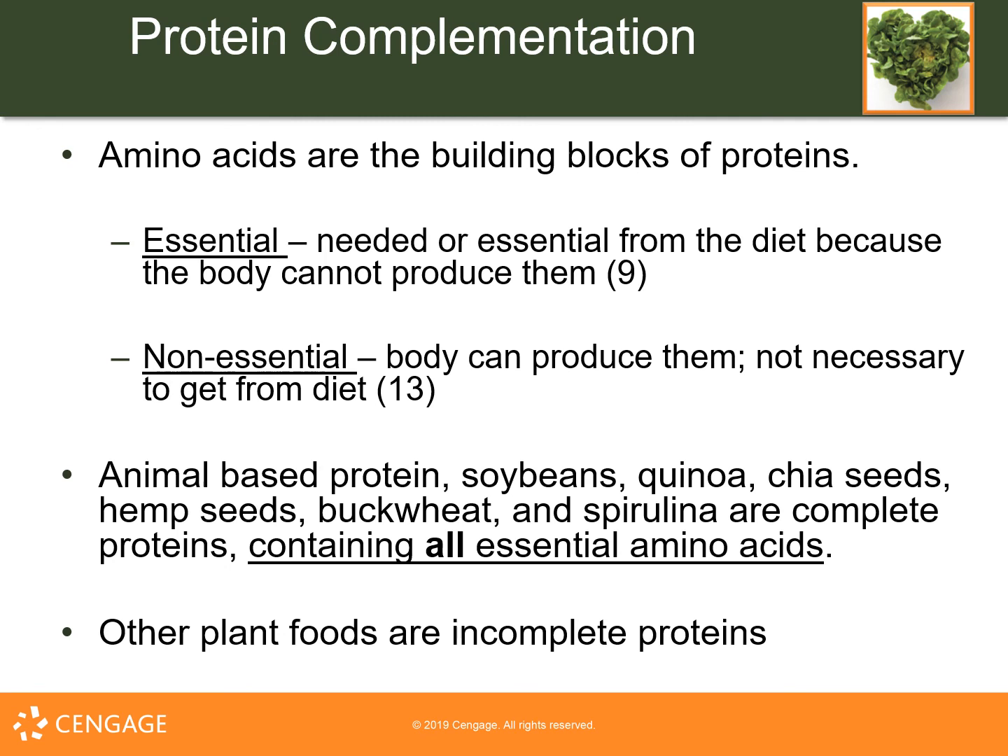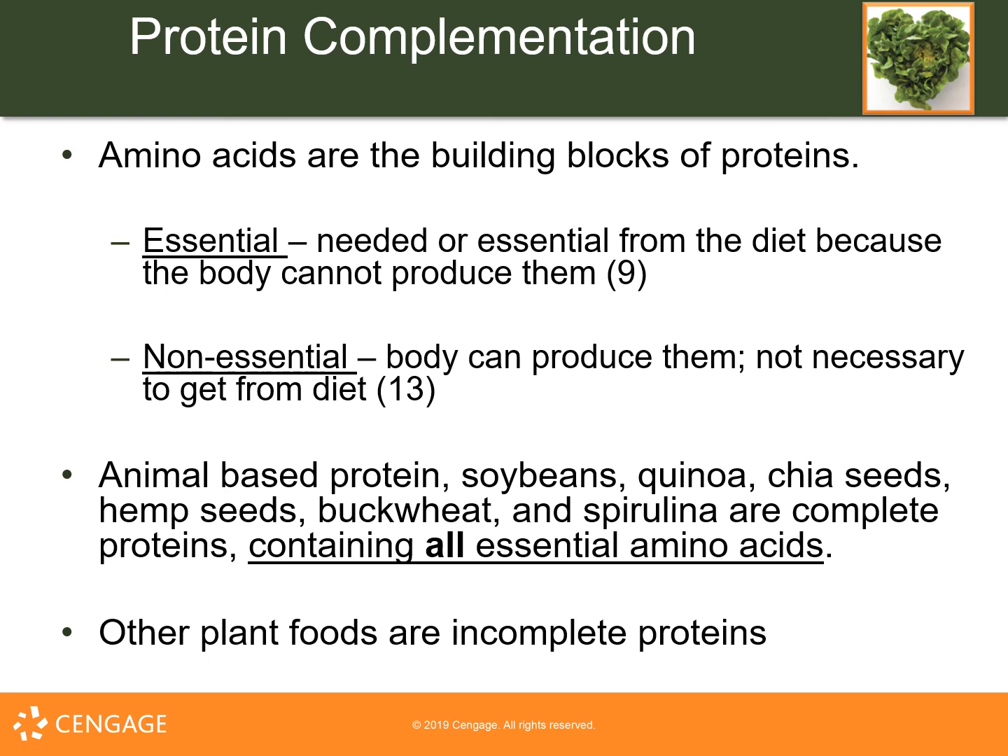Protein complementation. So amino acids are the building blocks of proteins, and you have both essential and non-essential amino acids. So your first category, which is the essential ones, are needed or essential from the diet because the body cannot produce them. So you need to eat them to get those specific amino acids. And then you have non-essential amino acids, which means the body can produce them. So you don't necessarily have to get them from the diet.